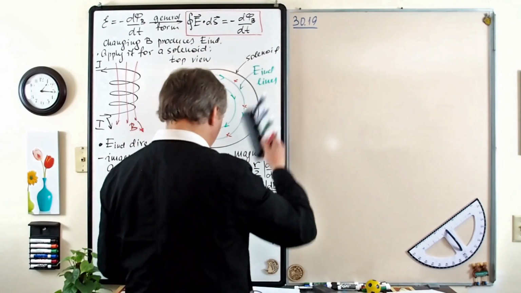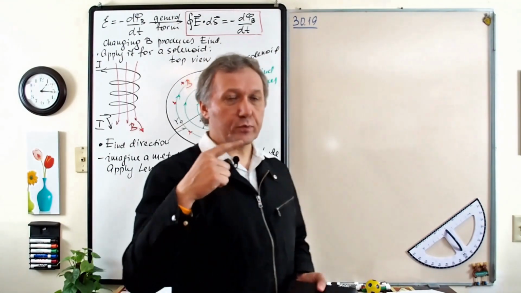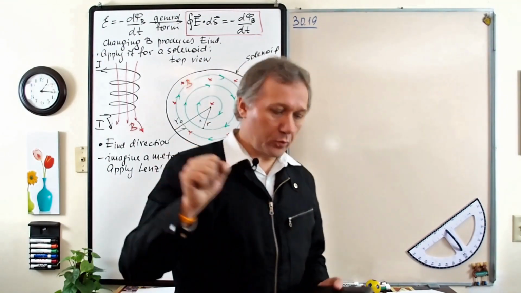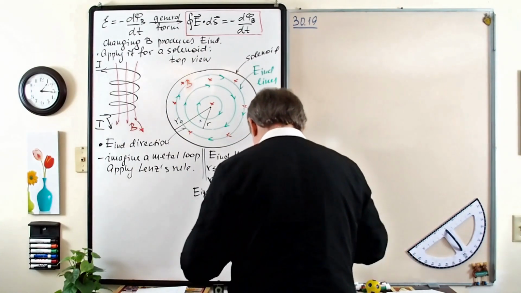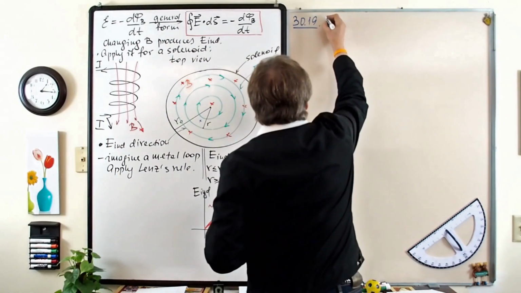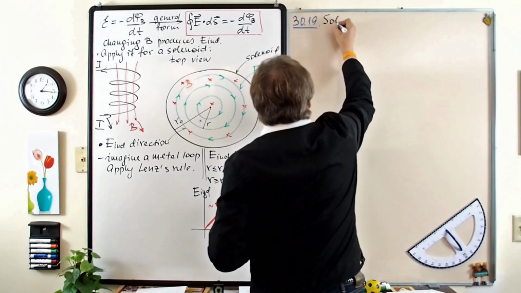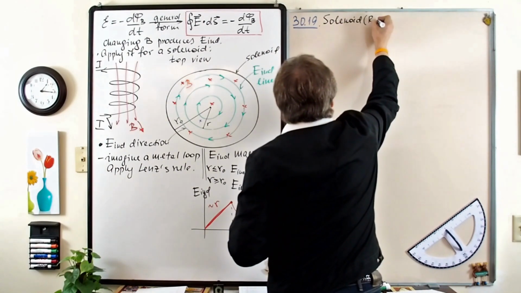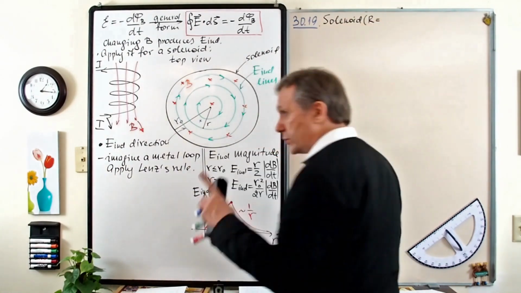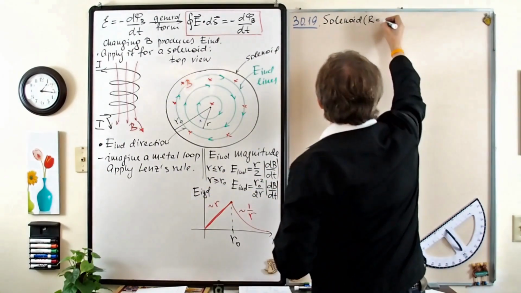Okay, so this problem is in your homework. Let me now outline, describe what is given. As I said, we have a solenoid. The radius of that solenoid is 2 centimeters. Let me convert immediately to meters.